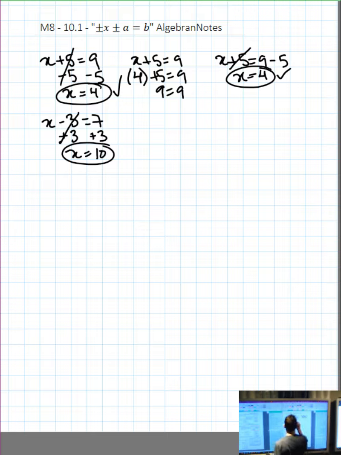Circle our answer, rewrite the question, and substitute. Check your answer. Not sometimes, all the time. Every single time you ever do a question in math, check your answer. Figure out another way to figure out how to do it. That is going to be your best teacher.